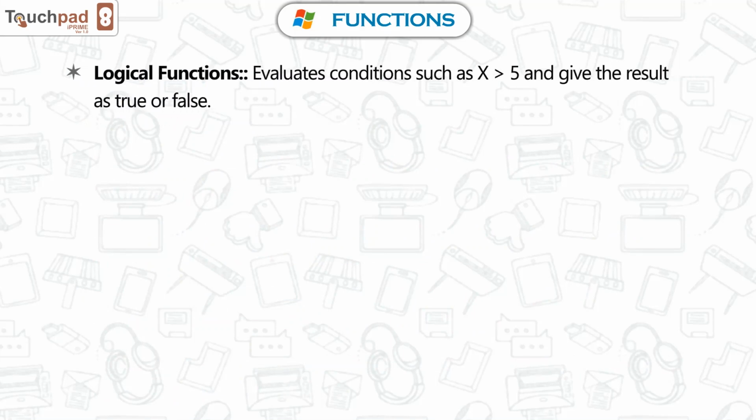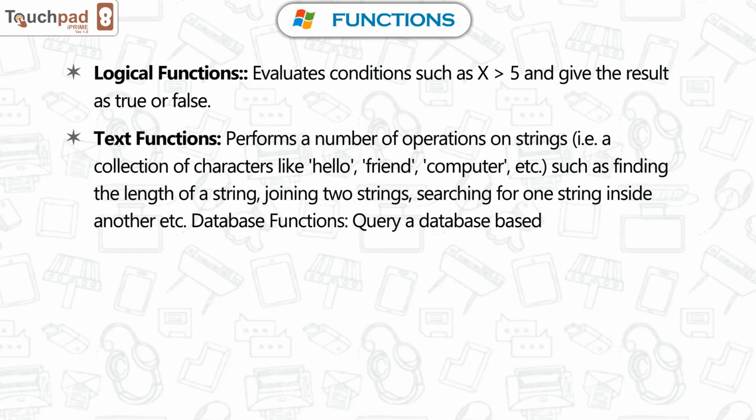Logical functions. Evaluates conditions such as x > 5 and gives the result as true or false. Text functions. Performs a number of operations on strings, that is a collection of characters like hello, friend, computer, etc., such as finding the length of a string, joining two strings, searching for one string inside another, etc.